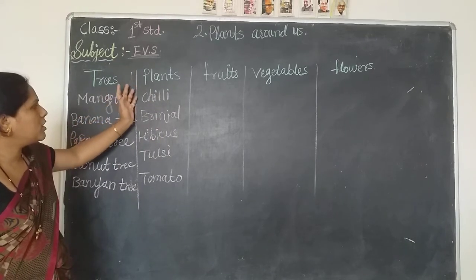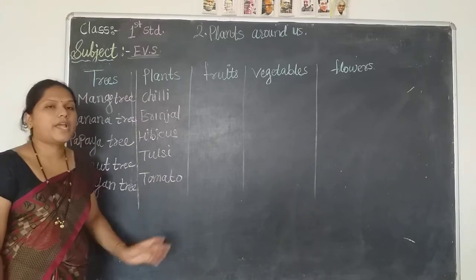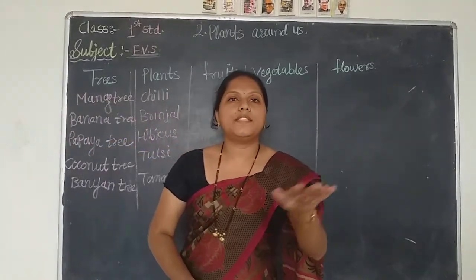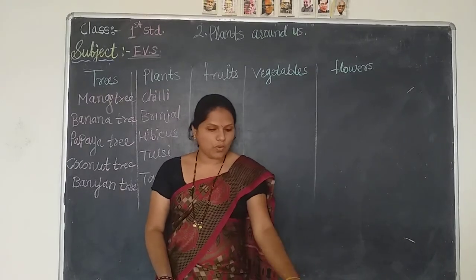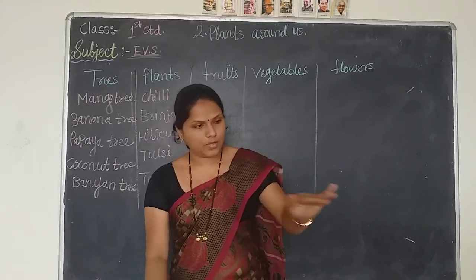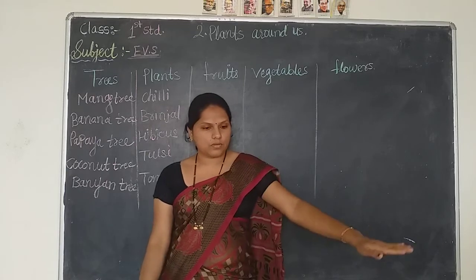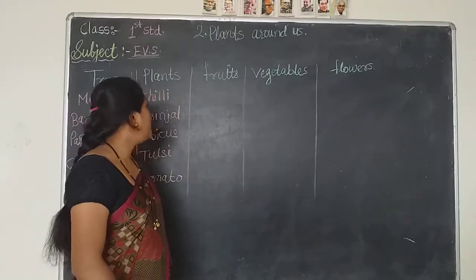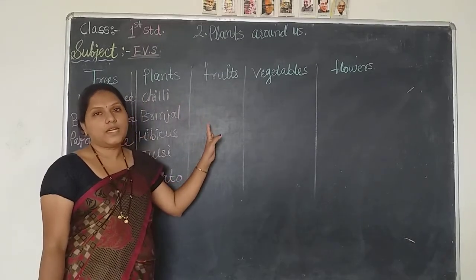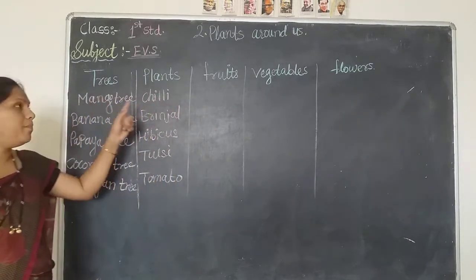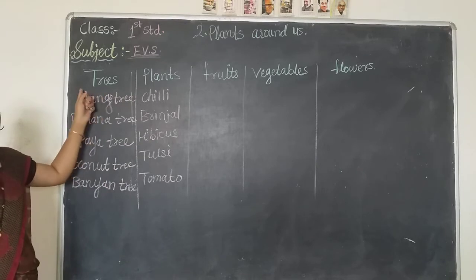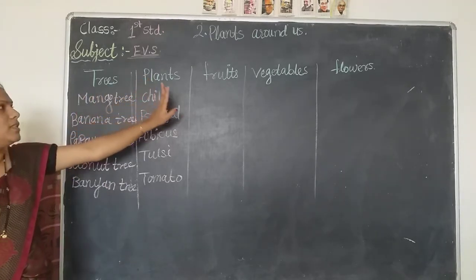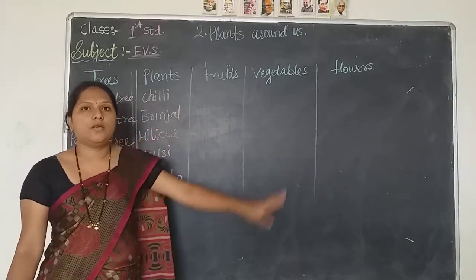Which are the plants? Chili, brinjal, hibiscus, tulsi, and tomato. Plants means they are small in size and shape. Which plants grow up to only a certain size? Not big, not very big, but not very small also. But plants are always small in size and shape as compared to the tree. Trees are big in size and shape. Plants are small in size and shape. And plants also give us fruits, vegetables, and flowers.